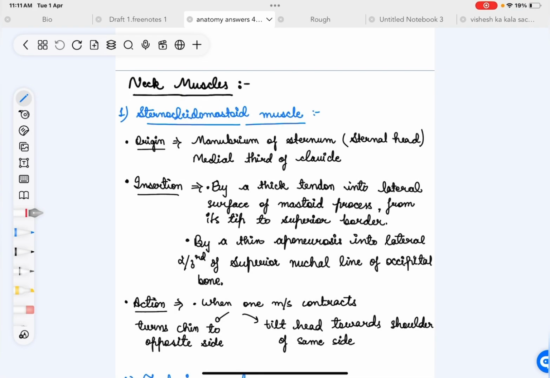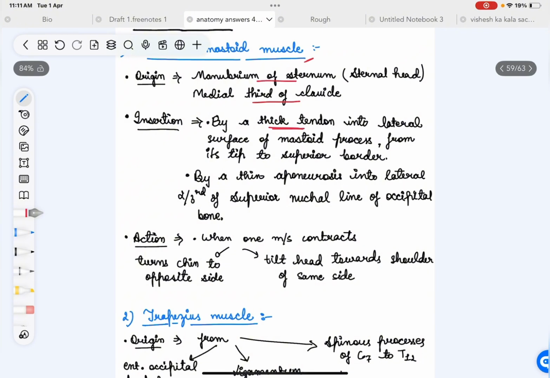Our next topic is neck muscles. The first muscle is the sternocleidomastoid muscle. Its origin is from the manubrium of the sternum and the medial third of the clavicle. Its insertion is by a thick tendon into the lateral surface of the mastoid process from its tip to the superior border, and by a thin aponeurosis into the lateral two-thirds of the superior nuchal line of the occipital bone.